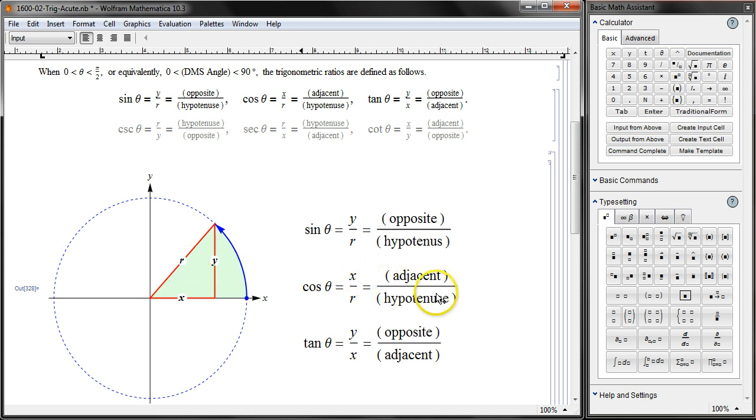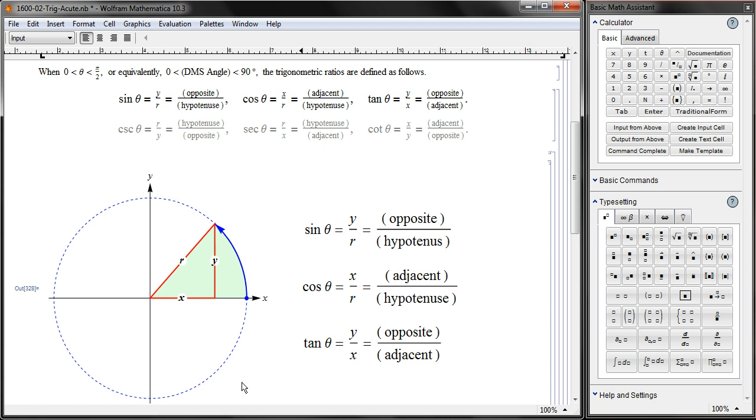How about cosine? Adjacent over hypotenuse. What's the adjacent of this angle theta here? That's horizontal x, which is going to the right. And the hypotenuse is the radius. So we have x over r. Finally, tangent is opposite over adjacent. In this picture, opposite is vertical y and adjacent is horizontal x. So we have y over x. You really have to remember all these.